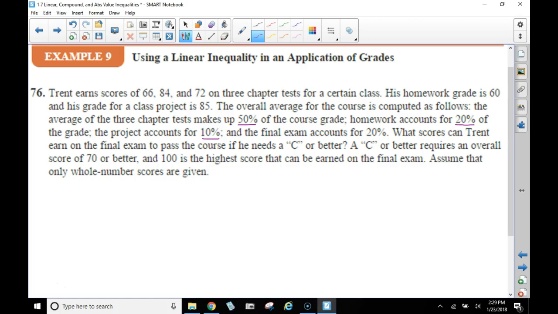What scores can Trent earn on the final exam to pass the course if he needs a C or better? And FYI, the same as our grading scale, a C or better requires an overall score of 70 or better, and 100 is the highest score that can be earned on the final exam. So it says, assume that only whole number scores are given.